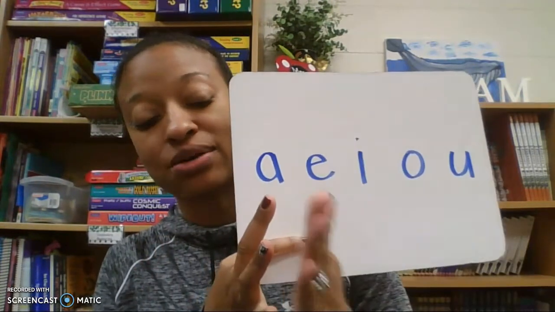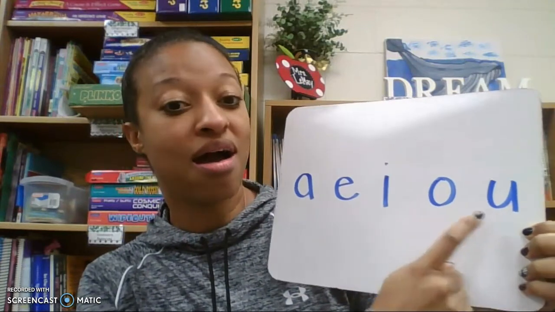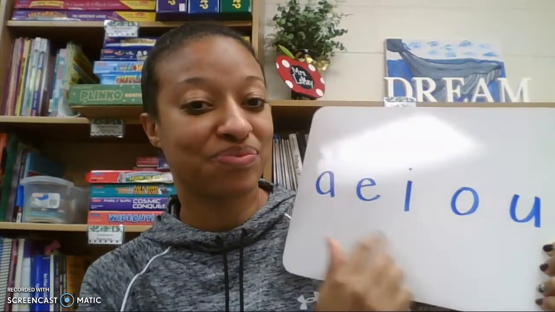What are my short vowel sounds? A, E, I, O, U. What are my long vowel sounds? A-E-I-O-U. Okay, you will need a whiteboard marker and eraser. Pause the video if you need to. Okay, you should have a whiteboard marker and eraser. I'm going to have you write down 3 words, so make sure you have some room.